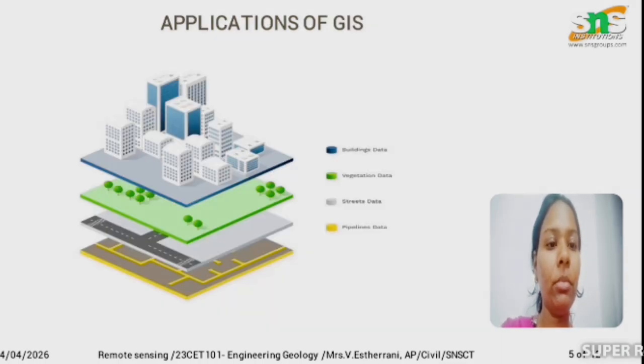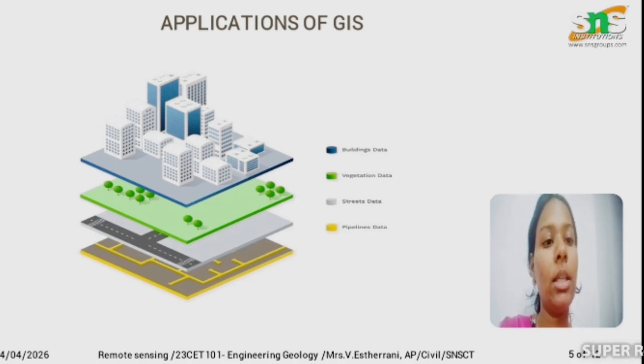Next, applications of GIS, as I said, it can also be used for pipeline data. It can be used for street data. It can be used for vegetation data. Next one is building data. Building data may be the types of institutions that are being constructed. Next one is vegetation, meaning what types of crops are being cultivated and what crops can be cultivated in the area. These are the vegetation data.